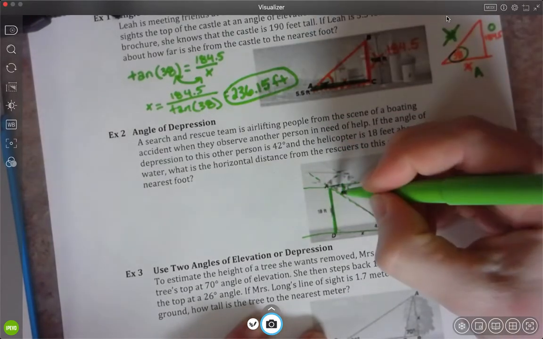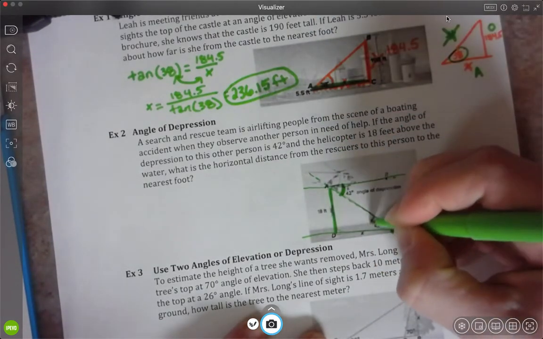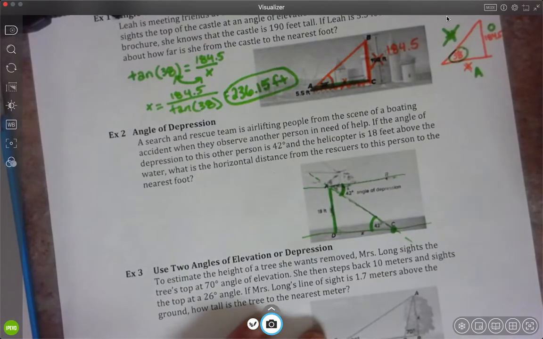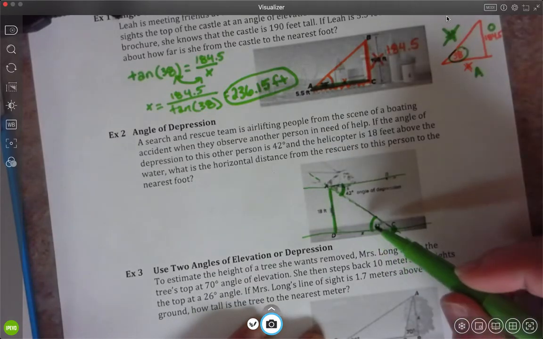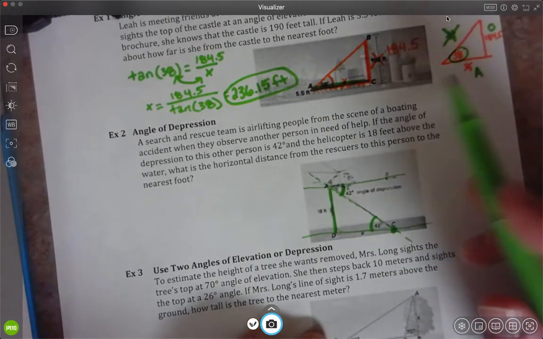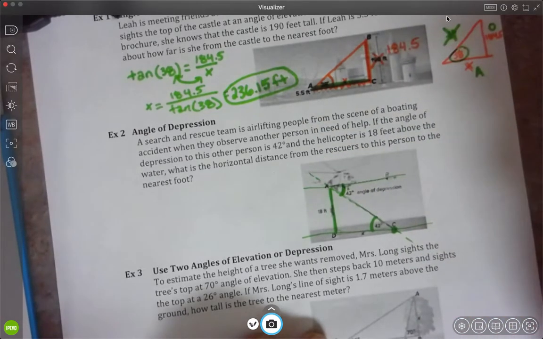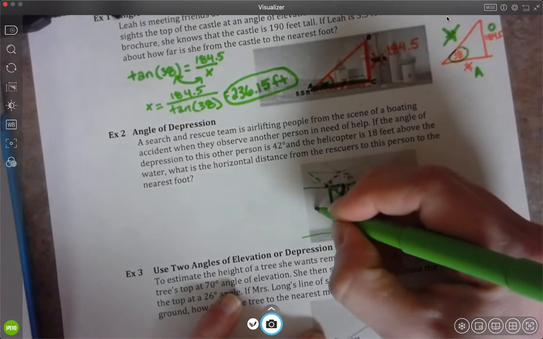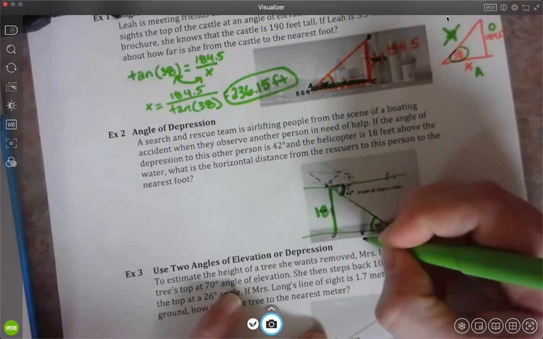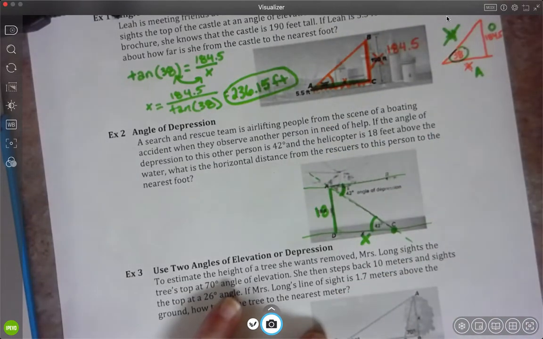So if this angle is 42 degrees, then this angle will also be 42 degrees, okay? Because they are alternate interior angles, right? So 42 and 42. So we can note that that guy's 42 as well. All right, and the helicopter is 18 feet above the water. So they've labeled this side as 18. Okay, they want to know how far away horizontally that guy is.